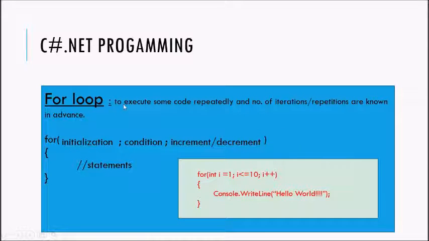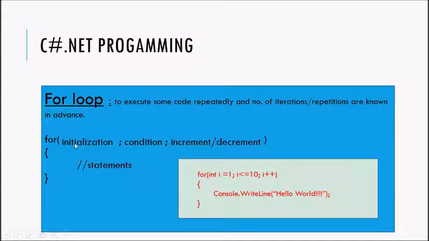For loops are used when you want to execute some code repeatedly and you know in advance how many times you want to execute the code or how many times you want to iterate. Every for loop defines an initializer, condition, and iteration section. If you look at the syntax of the for loop, there are three sections available. First is initialization, second is condition, and the last one is increment or decrement.